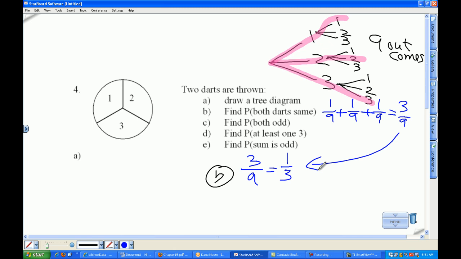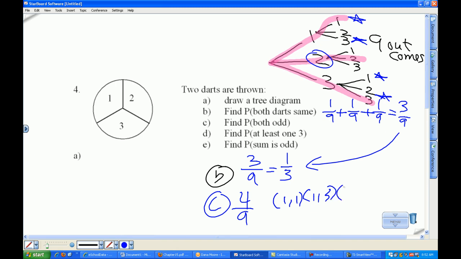For, what do we got here? For C, find probability of getting both odd numbers. Well, where do we have both odd numbers? 1 and a 1 are both odd. 1 and a 3 are both odd. There's not going to be any both odds in the middle, because it starts with a 2. 3, 1, 3, 3. So for C, 4 out of the 9 have both odds. They are 1, 1, 1, 3, 3, 1, and 3, 3, in case you are curious where the 4 came from.